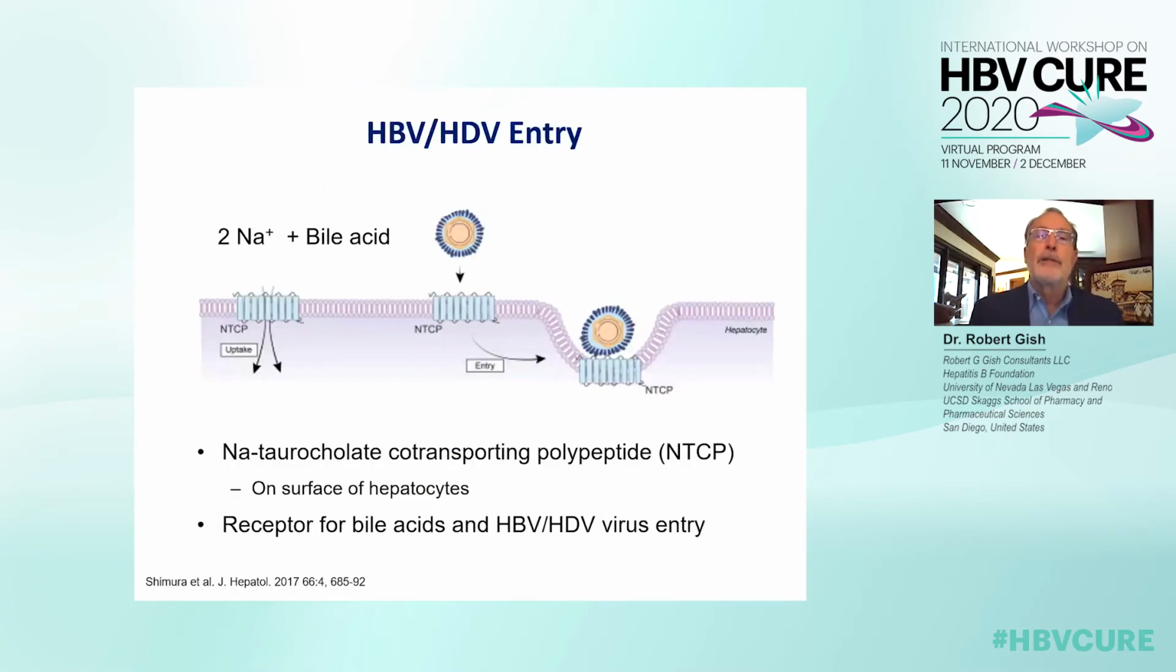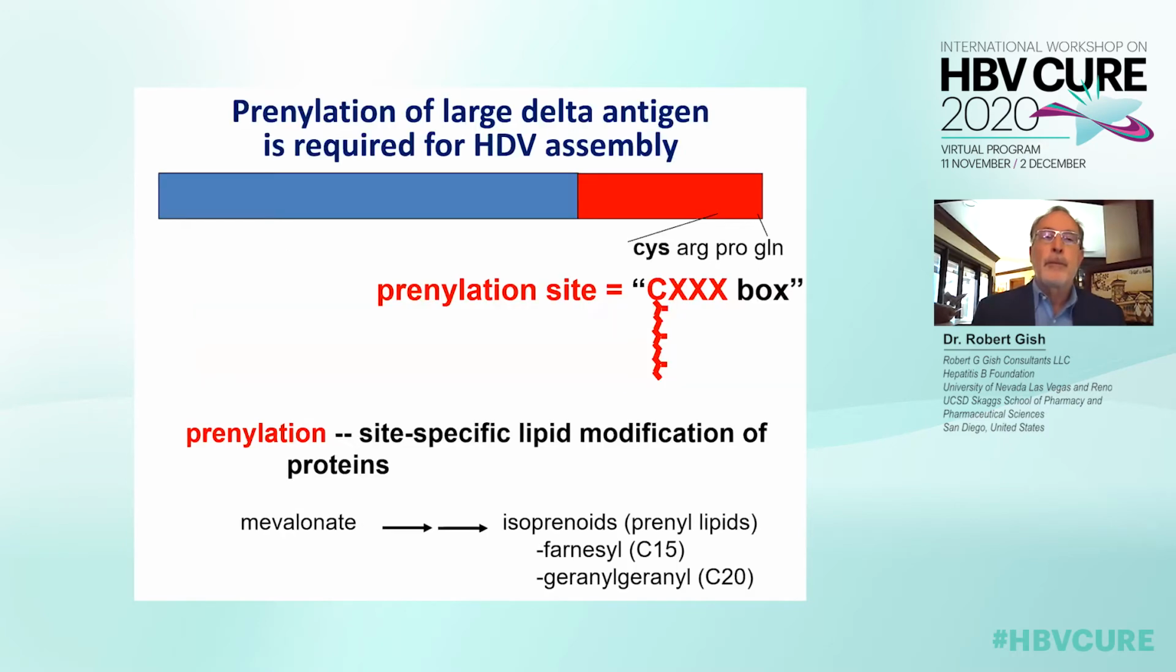First, let's talk about delta entry. Delta, like hepatitis B, uses the NTCP receptor for cellular uptake. Prenylation, a cell-based liver enzyme, is required for HBV assembly as prenylation takes place of the large delta antigen using the farnesyl transferase.